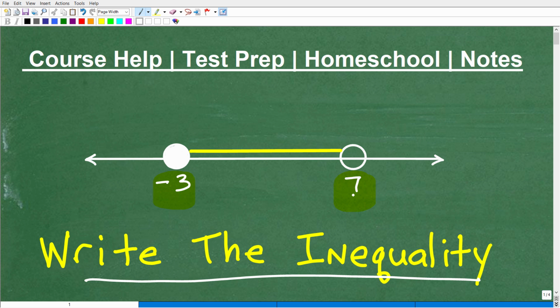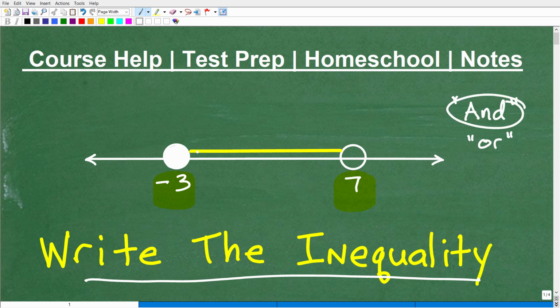Well, I want to get into more about inequalities here in a second, at least for this particular type. This is something called a compound inequality. A compound inequality deals with these words: and, or. In this particular problem, we're going to be dealing with the word and.